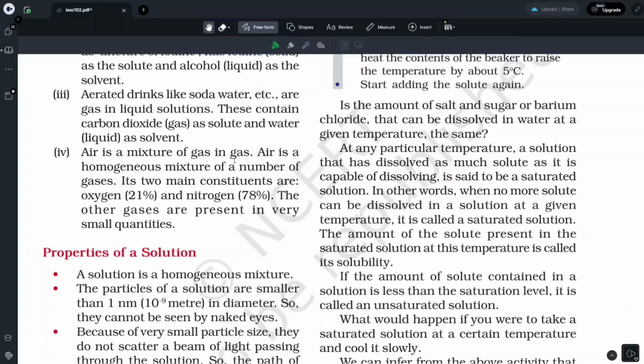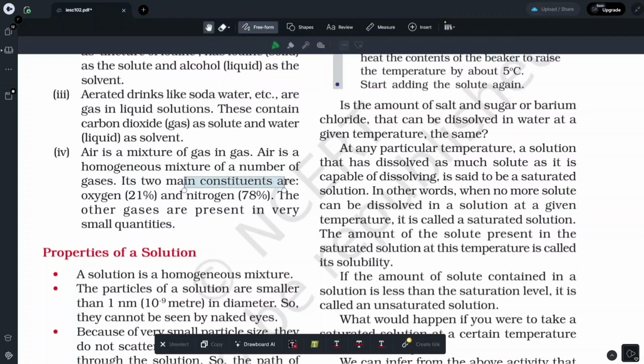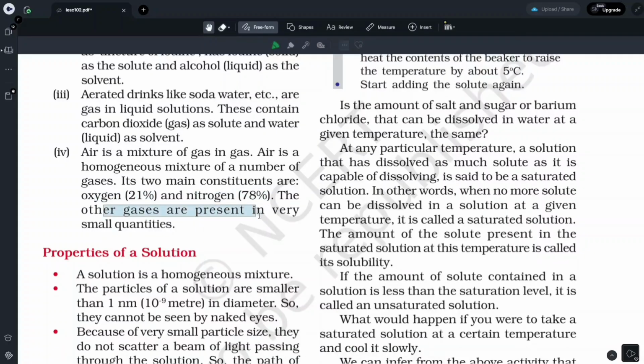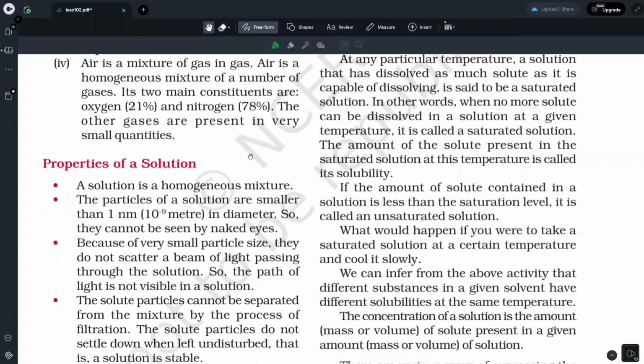Air is a mixture of gases. Air is a homogeneous mixture of a number of gases. It has two main constituents, which are oxygen, which is 21%, and nitrogen, 78%. The other gases are present in very small quantities.